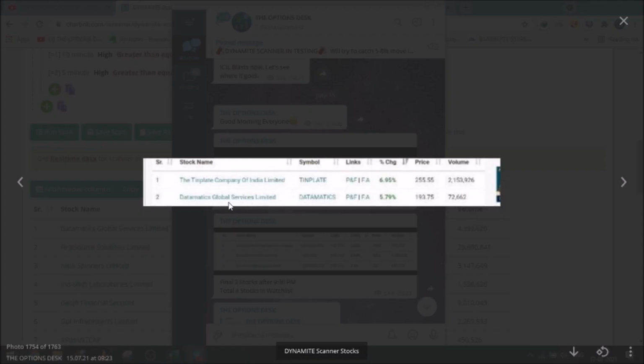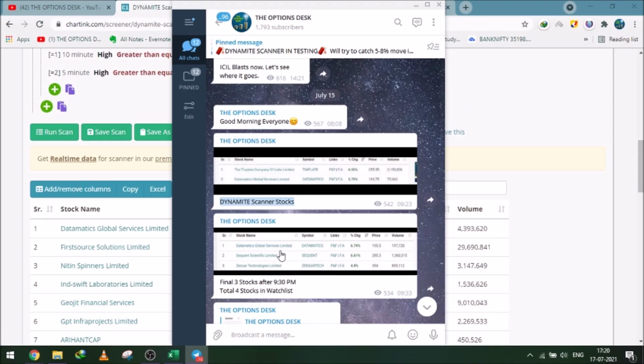Okay, see the Datamatics Global Services. I'm sorry for the resolution. The Datamatics Global Services came at around 193. Okay, I will show you the chart in just a moment. The Datamatics solution came at 193, and the final 3 stocks came after 9:30.